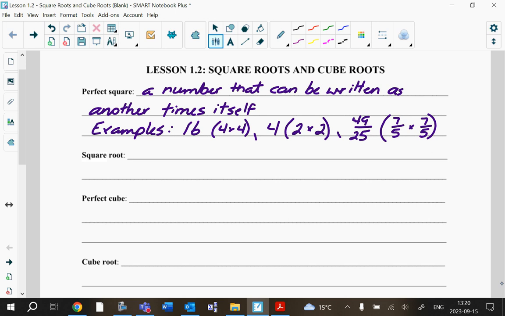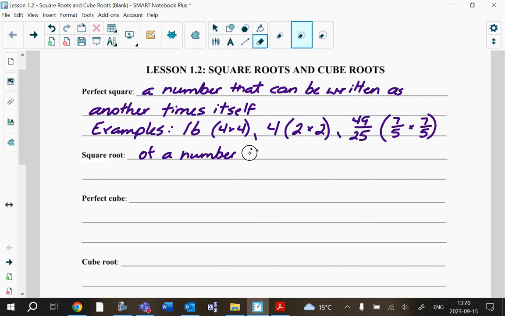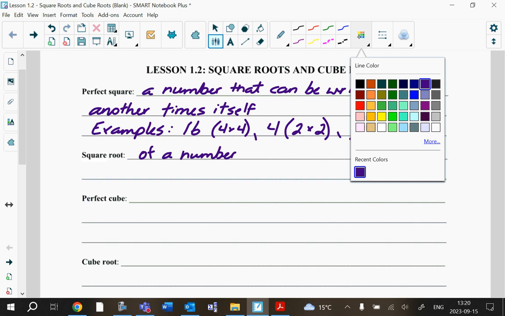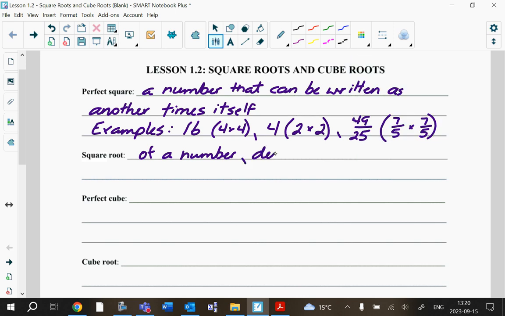And what's the square root of a number? It's denoted with a check mark with a little bar and something underneath. There's actually another way you can write square root, with a little 2. Those mean the same thing.